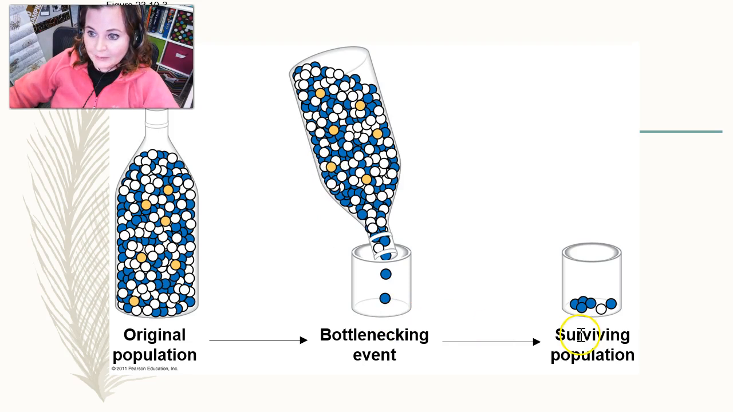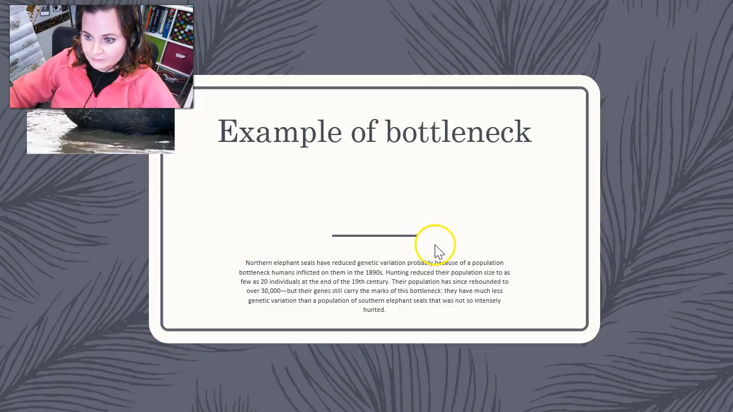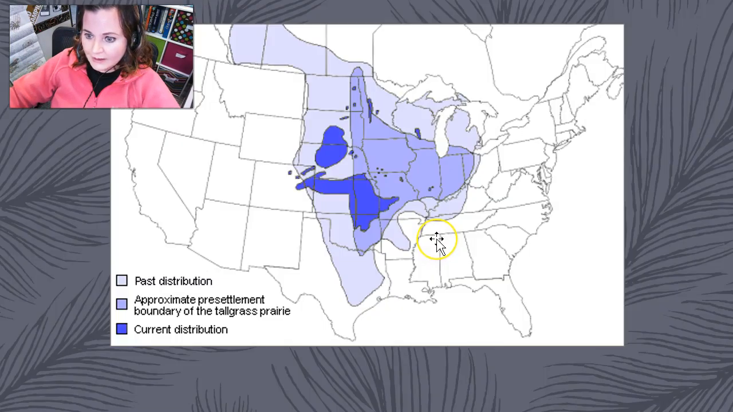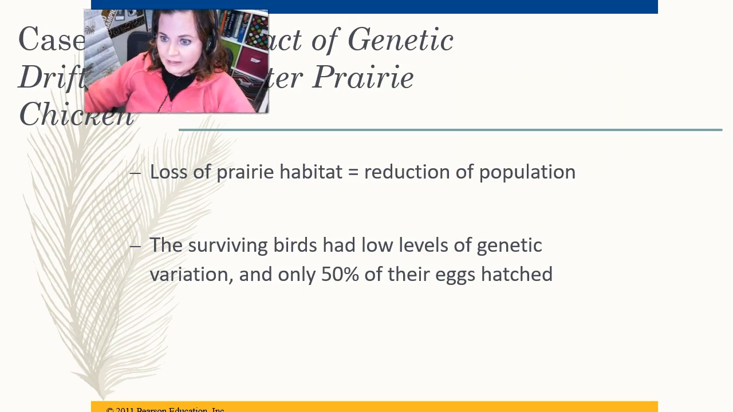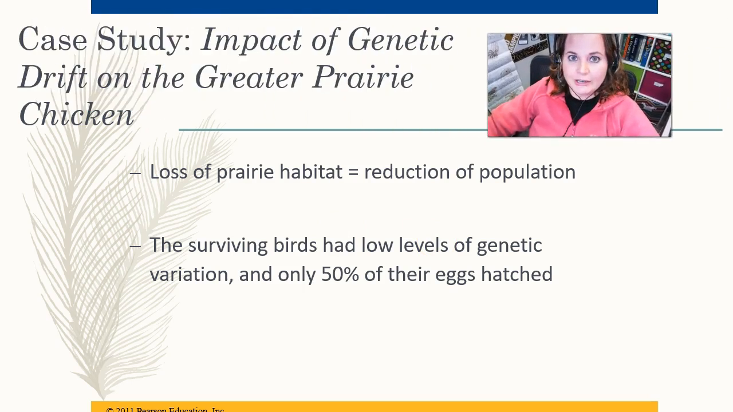And so the surviving population will repopulate and make an entirely brand new bottle full of little colored balls here, but they won't have yellow ones anymore. So that allele is just gone from the gene pool because of the bottlenecking event. And it's obviously not an actual bottle and it's not actual beads, but it just kind of gives you an analogy here. An example of a bottlenecking event would be the greater prairie chicken.